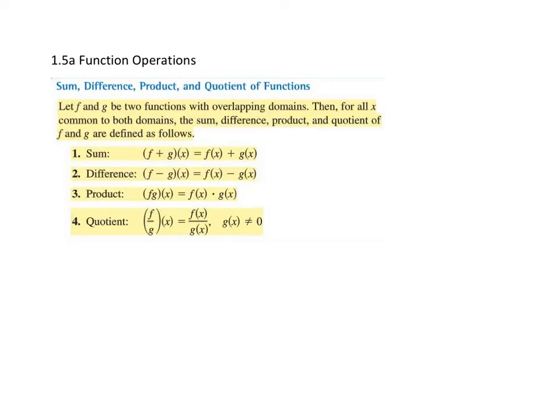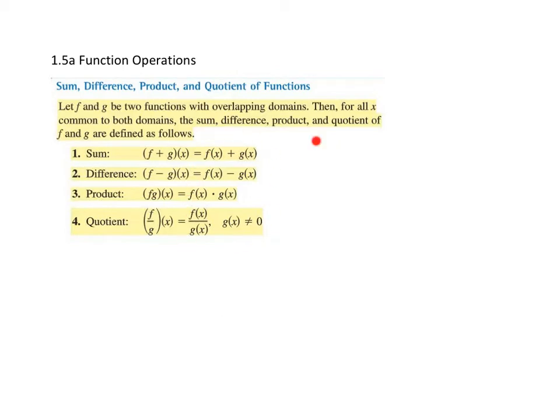Okay, we're going to take functions and perform the 4 basic operations: add them together, subtract, multiply, and divide. There are 2 different ways of noting it. You can put the f and g in the first parentheses, or you can break them apart. It doesn't matter either way you go.